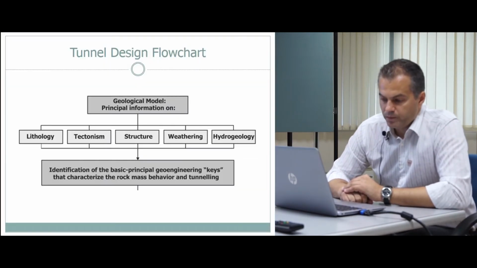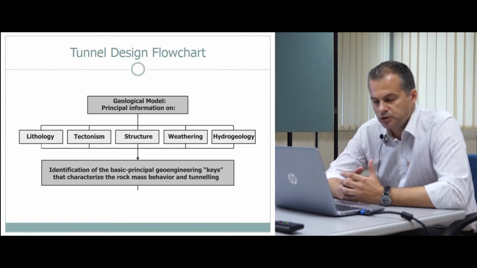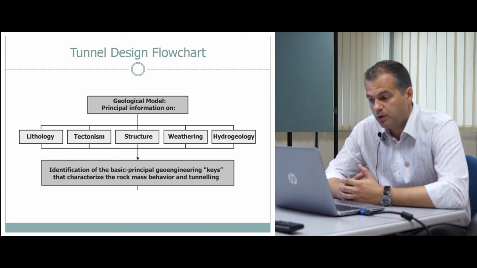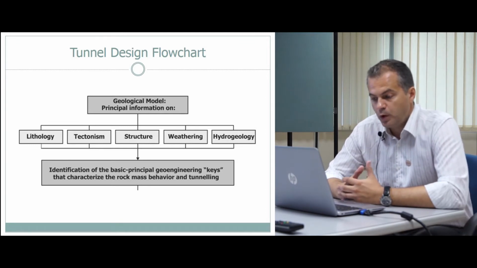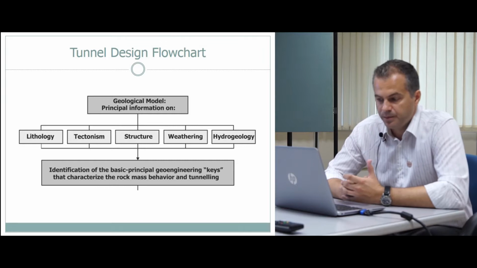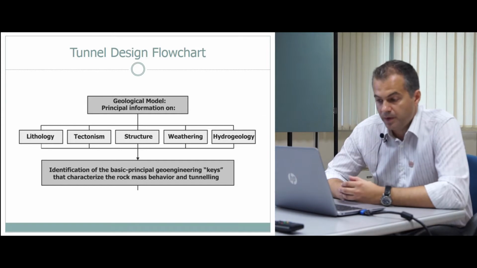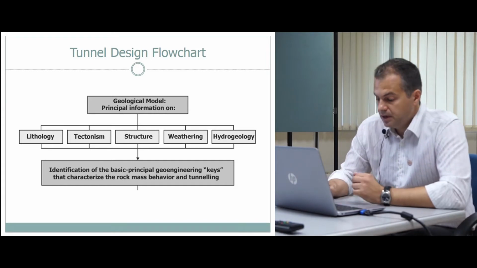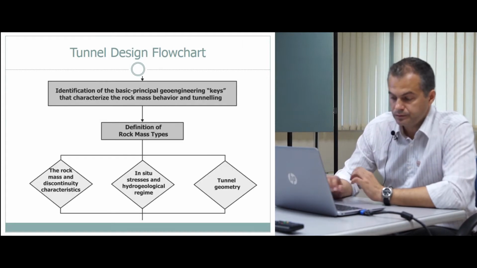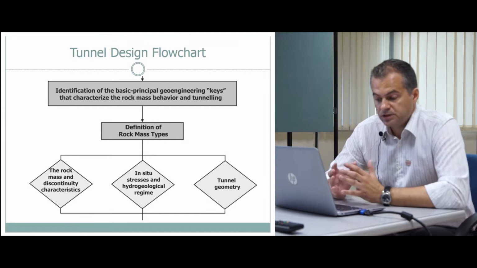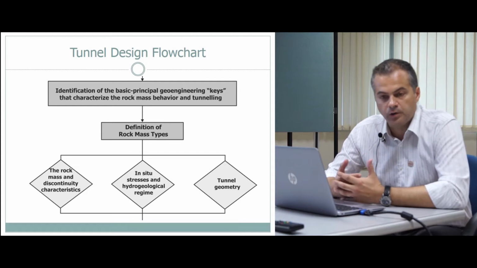So the first step is to define the geological model and provide all the principal information on lithology, tectonism, structure, weathering, hydrogeology. But this should be focused on identifying all these basic principal geoengineering keys that characterize the rock mass behavior and properties that influence the tunnel excavation and behavior. After we do this, we end up defining the rock mass types, or the ground types in general if we speak about soil grounds.